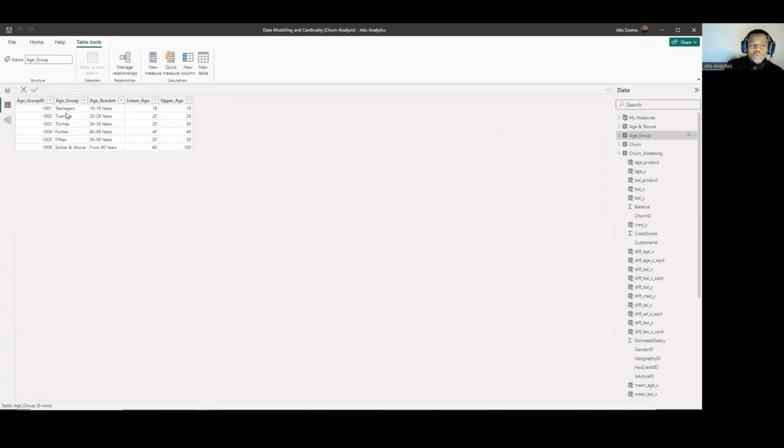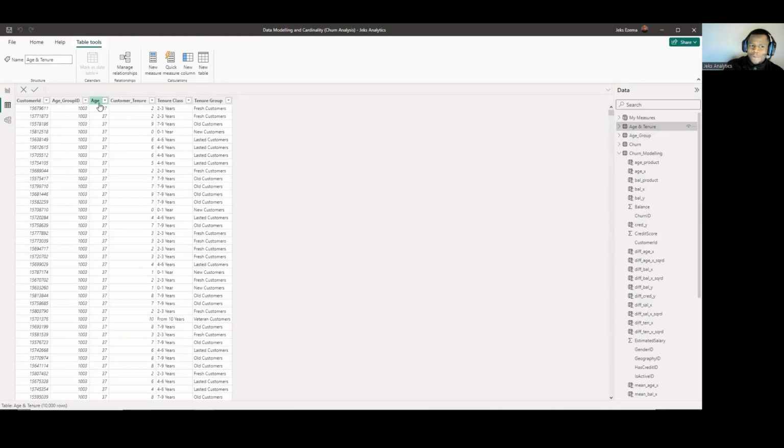But because we are talking about age, we are saying the age groups are teenagers 18 to 19. But what facts do we have to qualify those that are teenagers, those that are in their 20s, those that are in their 30s? Where are the facts? The facts lie in this table, which is where we can see the real ages of those customers. So you see, in this case, we have two fact tables.